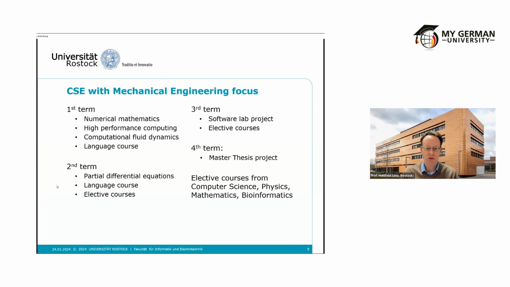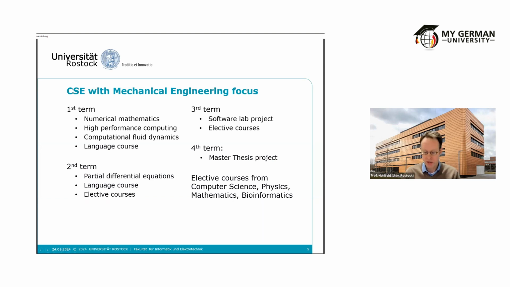a second language course, and here come your elective courses, which you can choose from a set of, I think, currently up to 40 elective courses. And if you find something fascinating from the course catalog of the university, you can always apply with the examination board to get this elective course recognized for your study program.